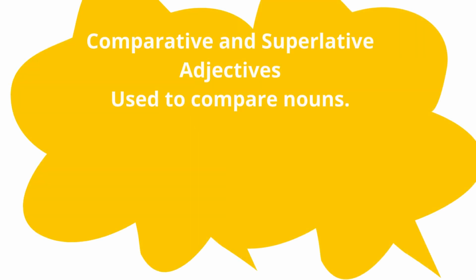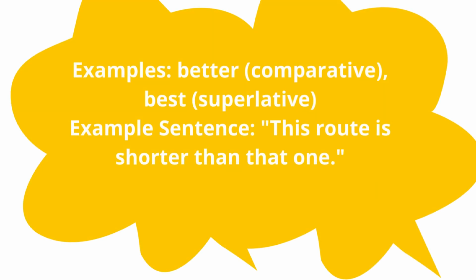Comparative and superlative adjectives are used to compare nouns. Examples: better, comparative; best, superlative. Example sentence: this route is shorter than that one.